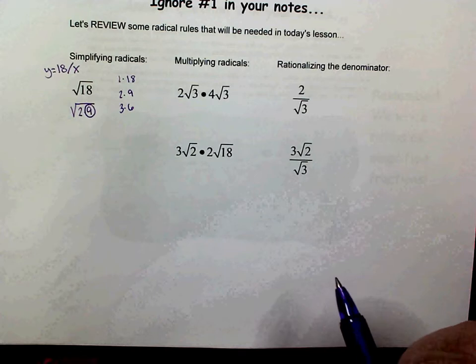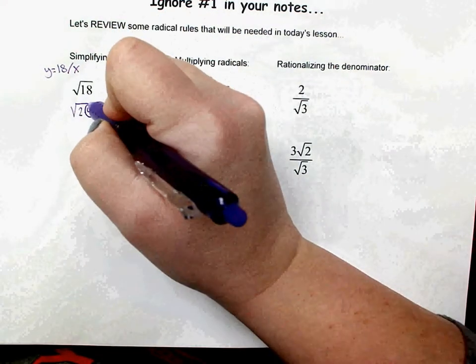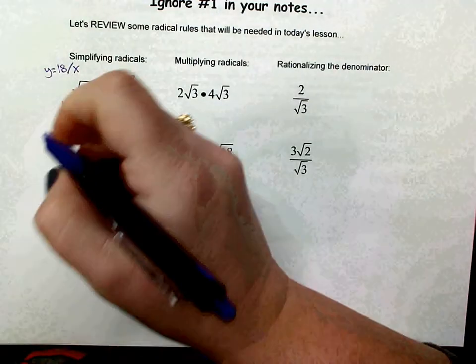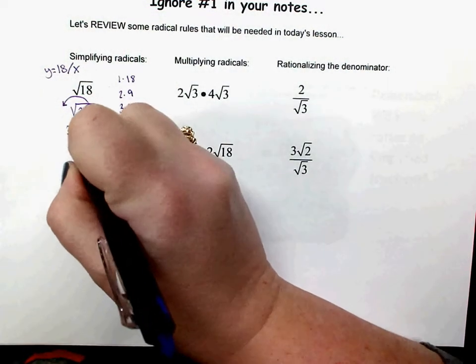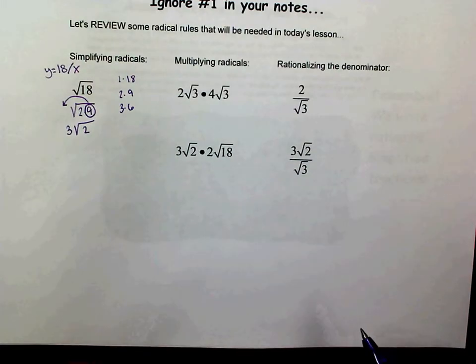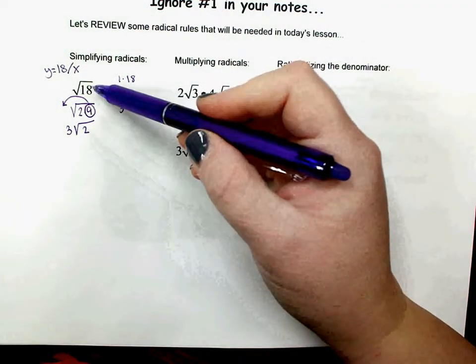So I can take the square root of 9 and bring it out when I take the square root of it. The square root of 9 is 3. So the 3 is on the outside of the radical and the 2 is on the inside of the radical. So this is the simplified version of the square root of 18.